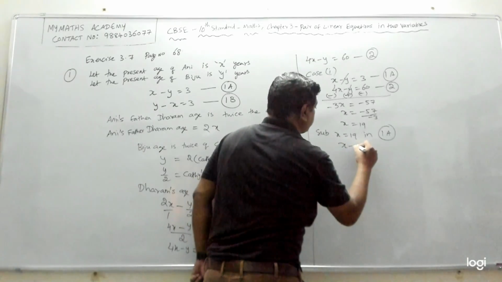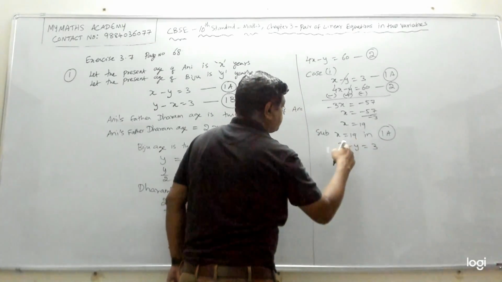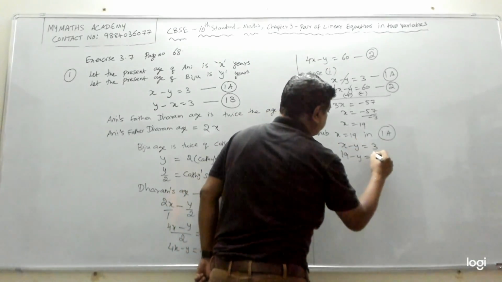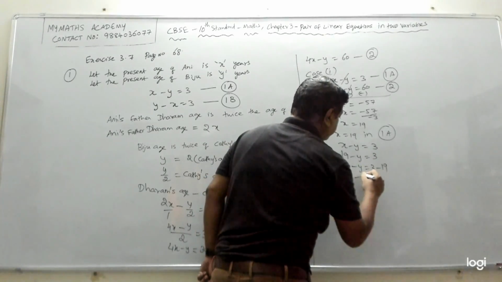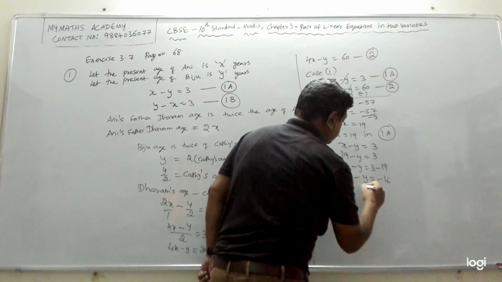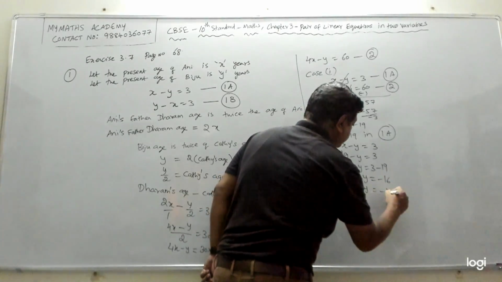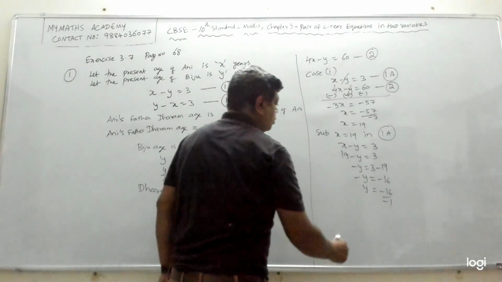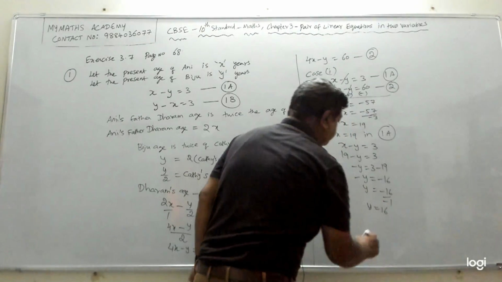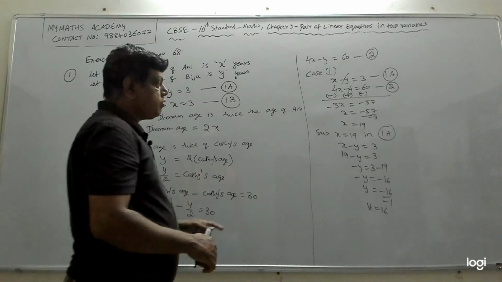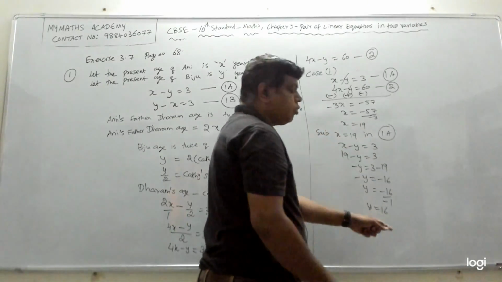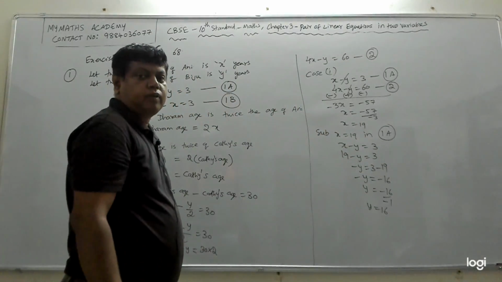I have x minus y equal to 3. Substitute x is equal to 19: 19 minus y equal to 3. Minus y equal to 3 minus 19. Minus y equal to minus 16. So y is equal to minus 16 by minus 1. So you get y is equal to 16. So in the case 1, what we have got? In the case 1, we have got x is equal to 19, y is equal to 16.